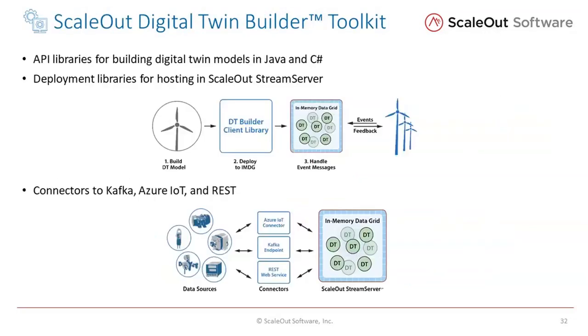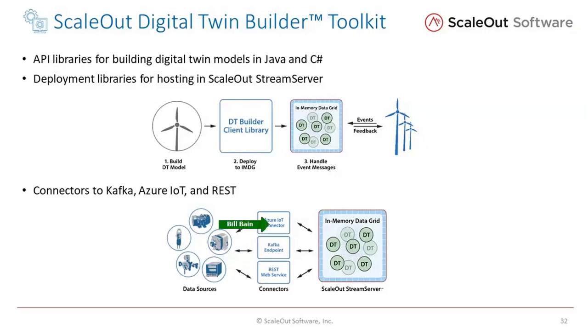So we have constructed what we call the ScaleOut Digital Twin Builder Toolkit. And this toolkit allows developers to construct digital twin models in Java or C#, and JavaScript is coming in our next release, and then deploy those models directly to the grid for processing. What we're doing is eliminating the need to program directly to the lower level APIs of ScaleOut Stream Server. So the developer stays focused strictly on the digital twin model, defines a digital twin or set of digital twins, deploys them out to the grid with one API call, and then receives telemetry from various data sources.